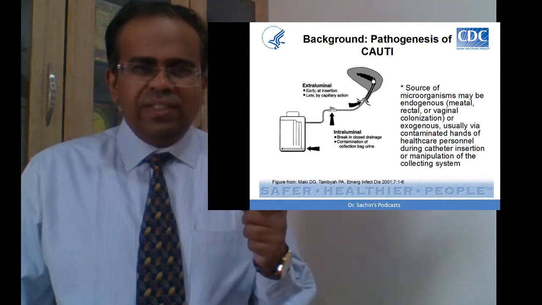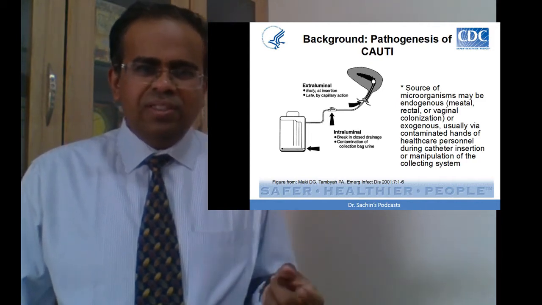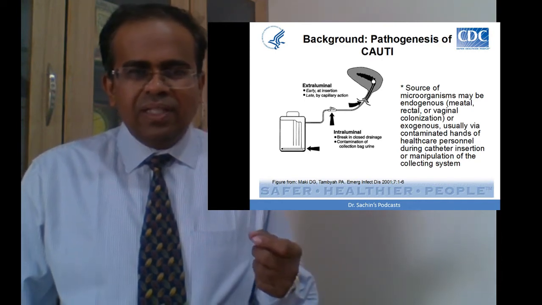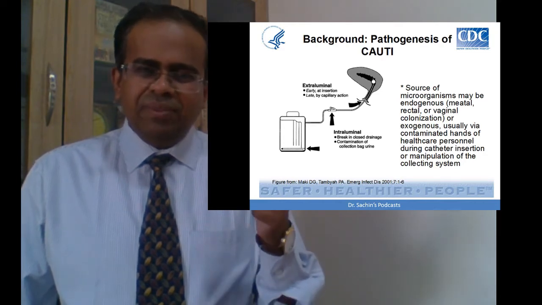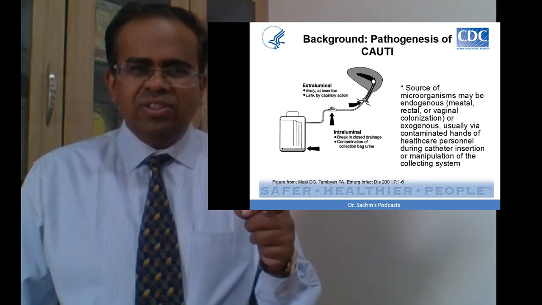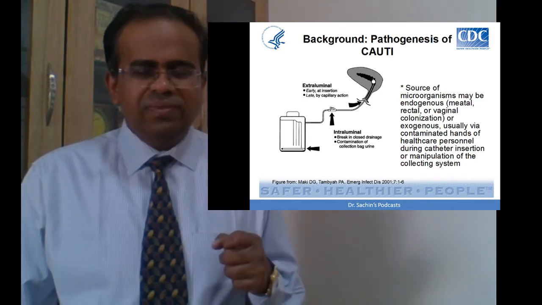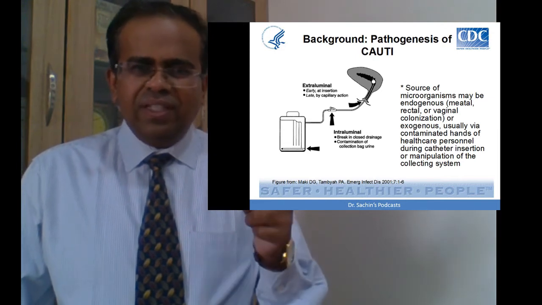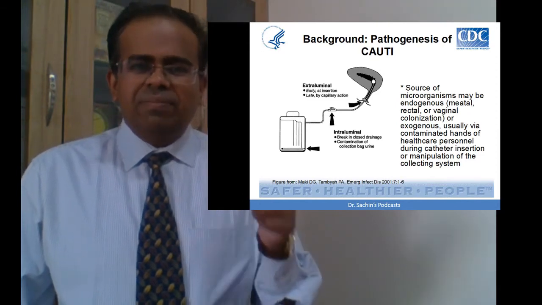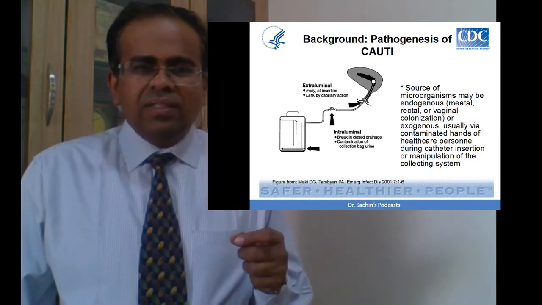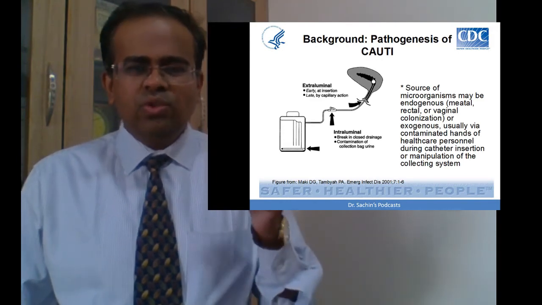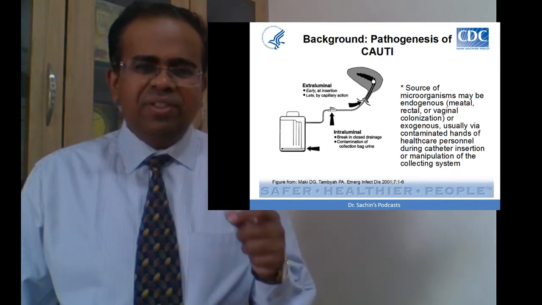Then sources of these microorganisms can be extraluminal or intraluminal. Extraluminal means outside the catheter system. If these microorganisms enter at the time of insertion of catheter, then CAUTI takes place early. But if the organisms enter by capillary action, that is suction, then CAUTI appears late. Sources can be intraluminal if there is a break in the closed drainage or if there is contamination of the collection bag.